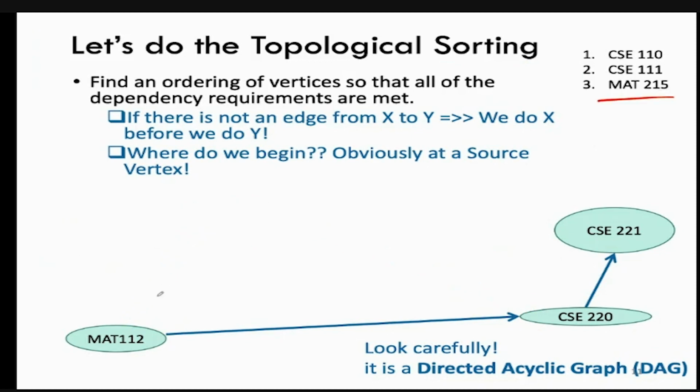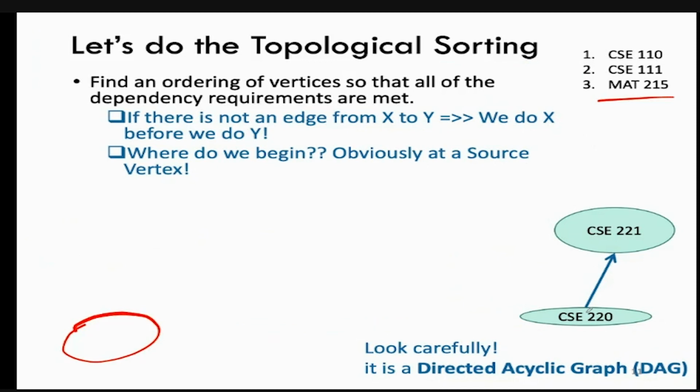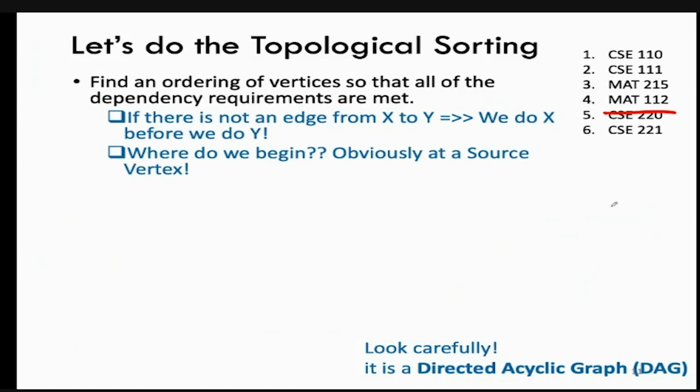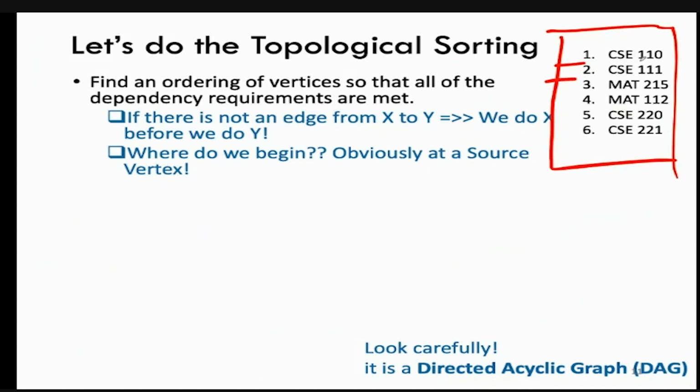Now I have only one source vertex, which is Math 112, because it has only outgoing edges and no incoming edge. After we have done Math 112, then I will do 220, and then finally I'll do 221. If I do the courses in this order, with 6 semesters, first 110 and finally 221, then all the dependencies are met. So this is one way to do topological sorting.